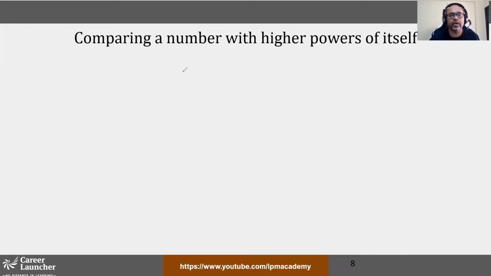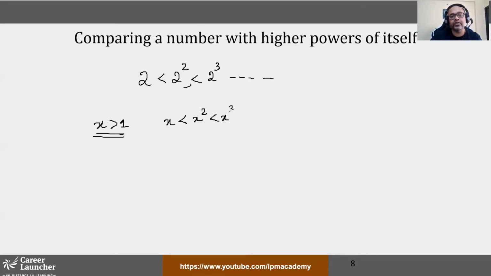Right, so comparing a number with a higher power of itself, it's very interesting. Let's take an example. If I start with 2, I take a higher power of 2, which is 2 square. So clearly I know 2 square is greater than 2. 2 cube is greater than 2 square, and so on. So if x is greater than 1, and you will see why I'm saying 1 and not 0, x will always be less than x square, will always be less than x cube, and so on. Because the higher the power you take, the bigger the value becomes. The magnitude gets amplified.